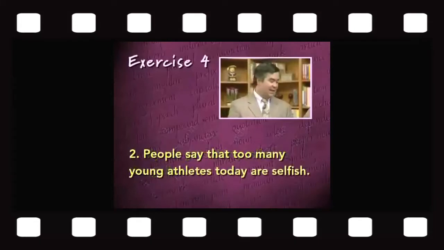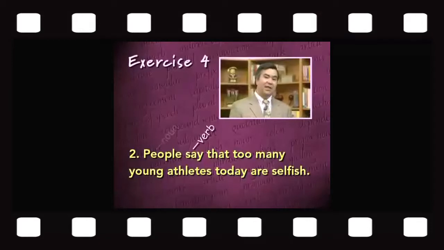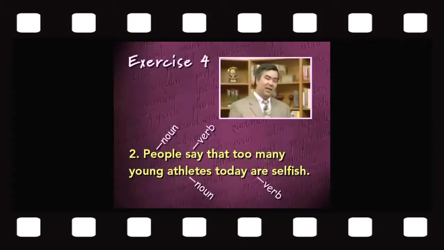Now let's look at the second sentence. People say that too many young athletes today are selfish. There are 2 verbs in this sentence. Say is the first verb, and its subject is the noun, people. The second verb is are, which is a verb of being near the end of the sentence, and its subject is the noun, athletes.